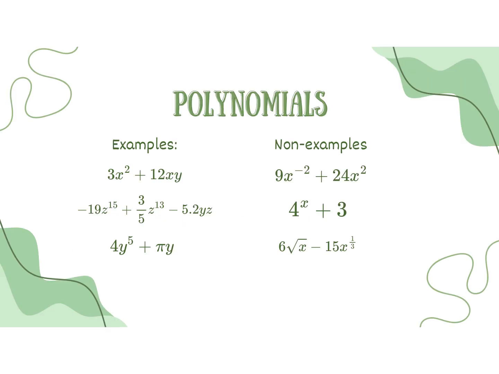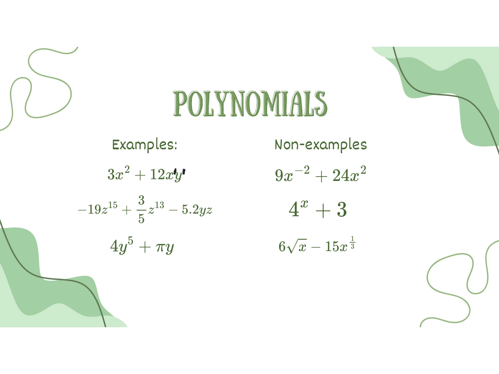All right, so these are some examples and non-examples. So something like 3x squared plus 12xy is an example of a polynomial, right? Because the x squared, that 2 in the exponent, is a positive integer. And then x and y, both of these have positive whole number exponents of 1. So we say that this is a polynomial even if it's 2 variables, right?